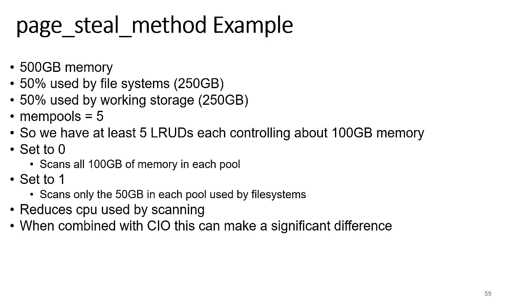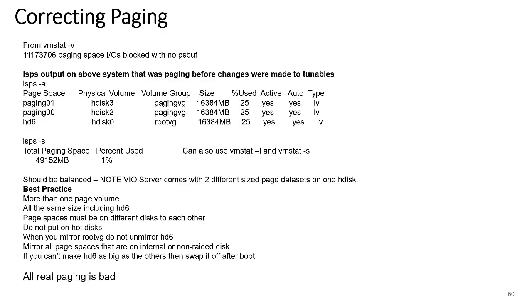But if it's set to 1, I'm only going to scan 50 gig in each pool that is used by file systems. That's going to reduce my CPU that is used for scanning, because that CPU comes out of your LPAR significantly. If you combine this with concurrent I/O, it can make a significant difference to your performance.